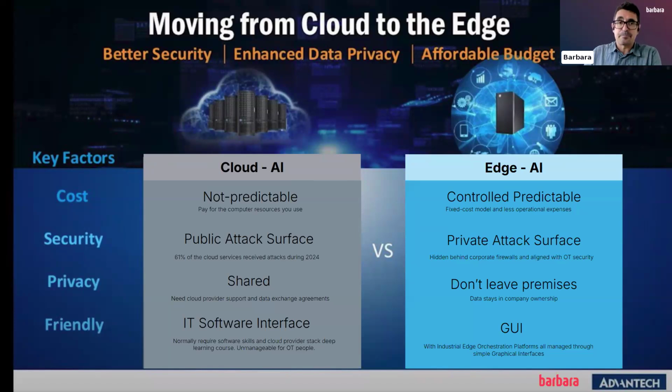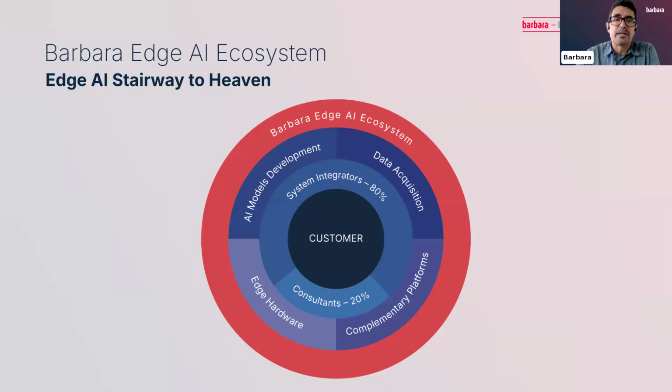Now I would like to speak a little bit about the ecosystem of Barbara Edge AI. Because at the end, Barbara, I didn't mention it before, but let's declare what Barbara is right now. We are an edge orchestration platform. That means that we can manage edge devices, control them, configure them, provision them, and also deploy applications on them and configure those applications. So we manage devices and we manage applications.